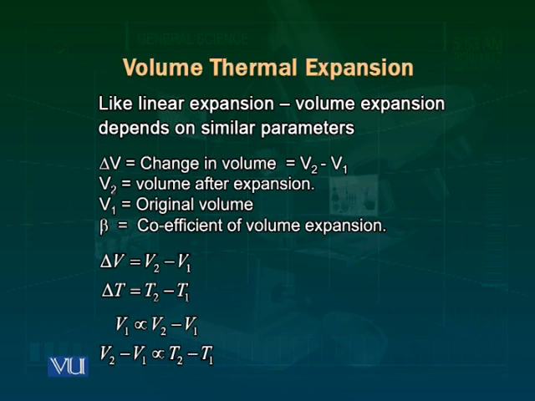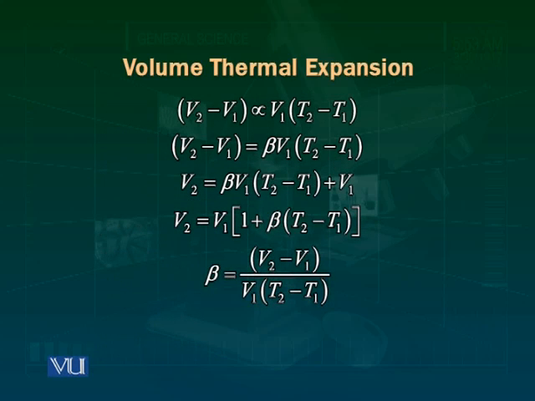Combining these two together, we find that the change in volume should be proportional to the original volume multiplied by the change in temperature, which gives us, when converted to an equation, that the change in volume should be equal to the coefficient of volumetric expansion multiplied by the original volume multiplied by the change in temperature. Rearranging, we can find that V2, the increase, should be equal to the original volume V1 multiplied by 1 plus beta times the change in temperature, T2 minus T1. And beta, the coefficient of volumetric expansion, has to be V2 minus V1 divided by V1 multiplied by T2 minus T1. In other words, we now have relationships which tell us what to do.